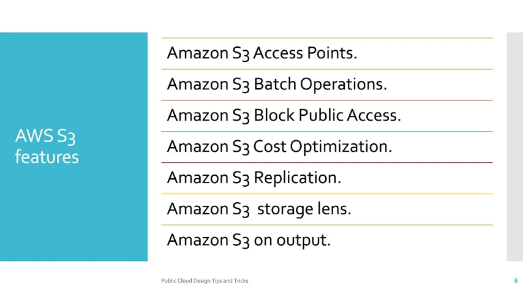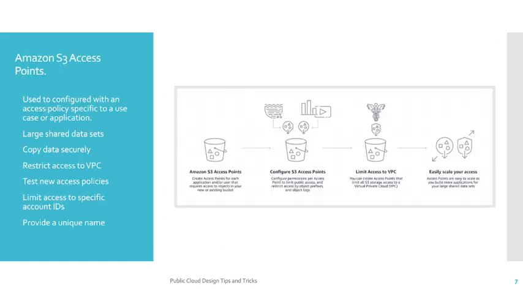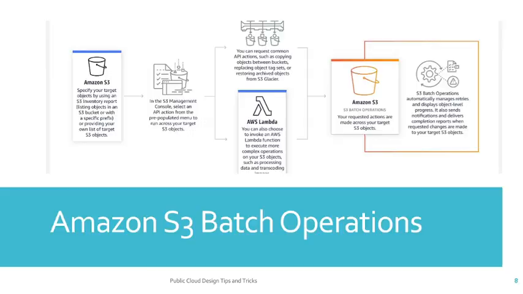So S3 has access points, batch operations, block public access, cost optimization, replication, storage lens, and Outposts. What is an S3 access point? It is used to configure an access policy specific to a use case or an application. You can use it to copy data securely, or if you want to restrict VPC access to your S3, in that case you can use S3 access points. So with an access policy, you can define the rules, and with the rules, access to your S3 bucket will be restricted.